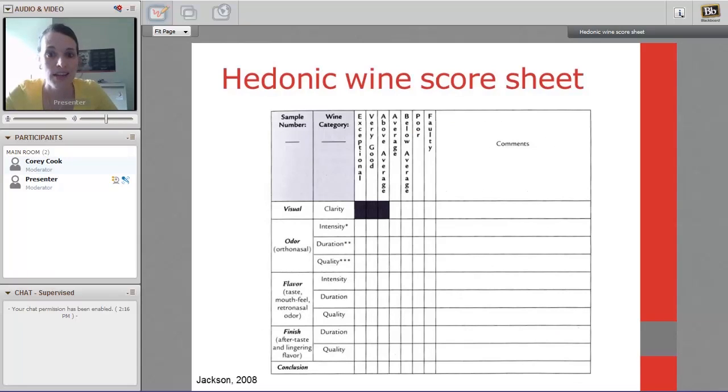This is liking. And so again, we've got attributes where we've got the visual, the odor, the flavor, the finish, and the conclusion. So here we've got duration and quality. So these are a number of ways of looking at different parameters. It just depends what works best for you as the wine drinker.